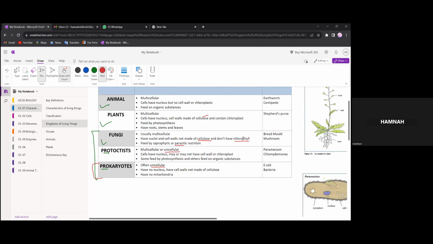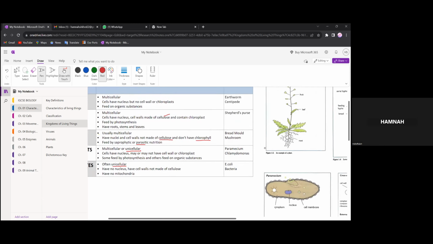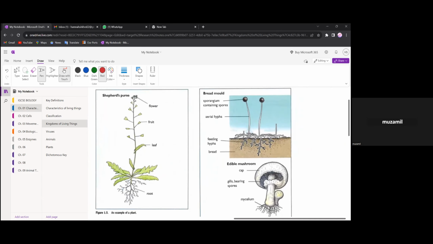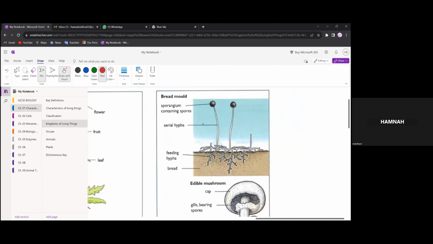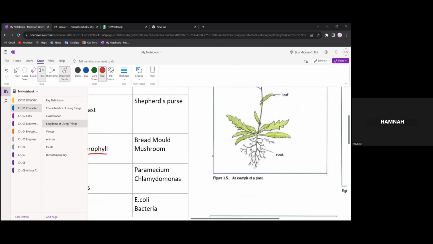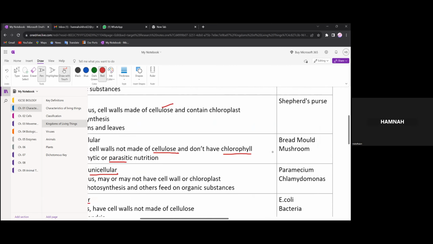Now, the best way to remember fungi is that fungi are like mold. When you put out your bread outside for a few days, it gets moldy. That mold is a fungus. This is bread mold. It contains spores and it has other structures. And then mushroom is also a fungus. Bread mold and mushroom are fungi.